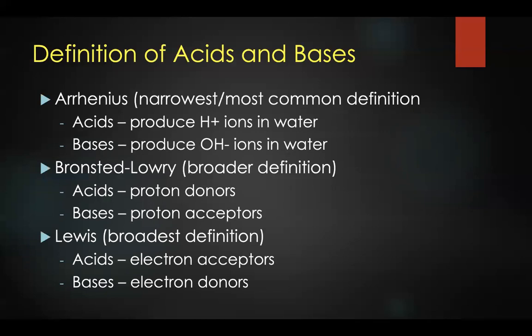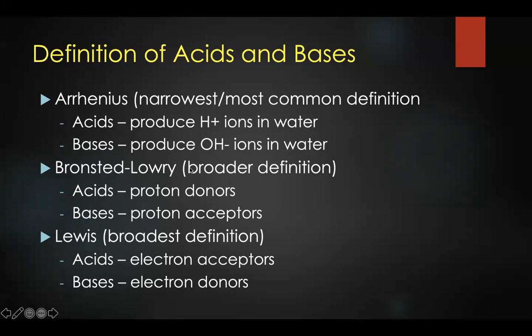Okay, but the definitions of acids and bases are based on several scientists. We have the Arrhenius definition, the Bronsted-Lowry, and the Lewis definition. The Arrhenius definition is the narrowest and the most common definition of acid-base. Acids are substances that produce hydrogen ions in water. So if you put them in water, they can provide protons. Bases are the ones that produce hydroxyl ions in water.